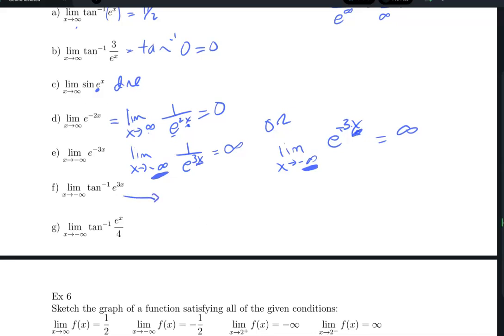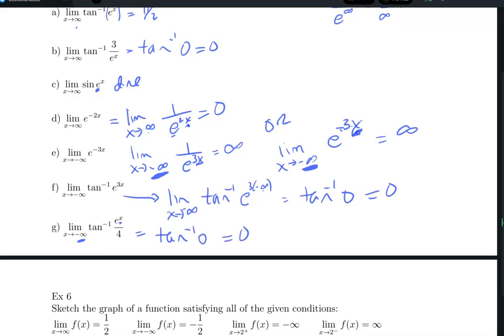Okay, so let's look at this one. So this is saying put in negative infinity. So let's think about this. Oops, negative infinity, I meant that. Arctan of e to the 3 times negative infinity. What happens when you put negative infinity up there? That's making it go into the denominator, right? So that would be arctangent of 3 over infinity. That's 0. So that's 0. One last one. Same thing. If I put a negative infinity in there, that moves it to the denominator. So that would give you 1 over infinity. So that's 0, and arctangent of 0 is 0.